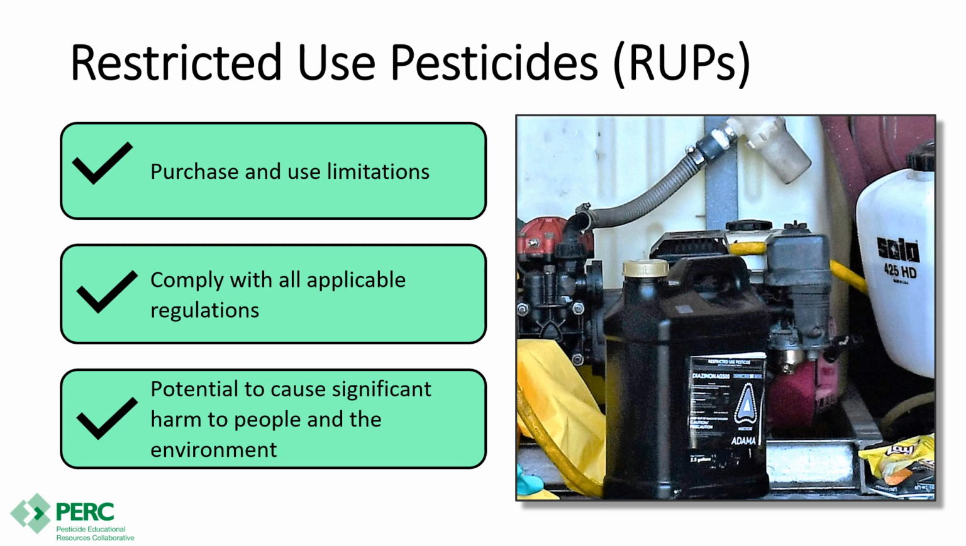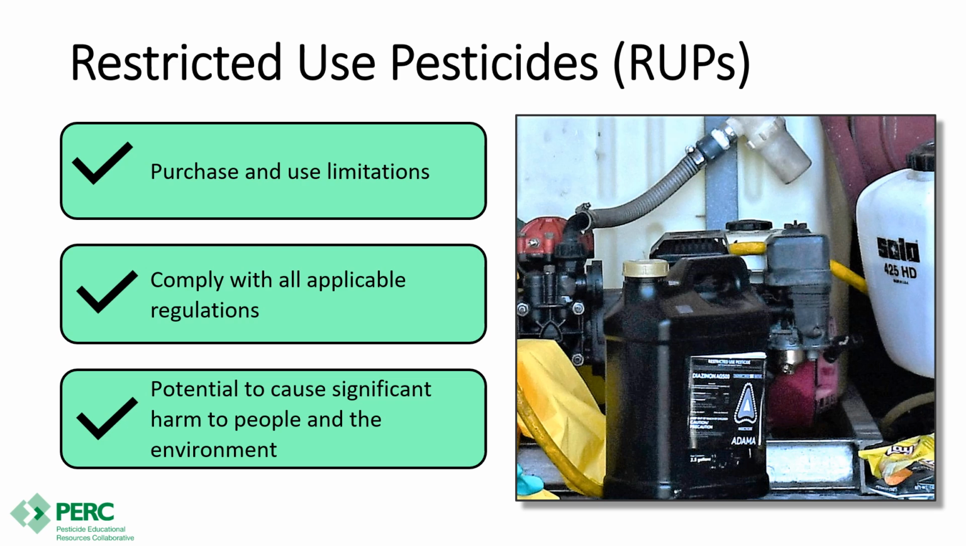Restricted use pesticides, or RUPs for short, are limited for purchase and use only by certified applicators or non-certified applicators working under their direct supervision under federal law. States and tribes may have more restrictive requirements, and it is important to be aware of and comply with all applicable regulations. RUPs have the potential to cause significant harm to people and the environment if not used according to the label instructions and without the proper training.